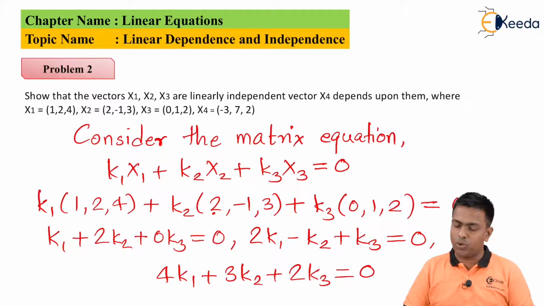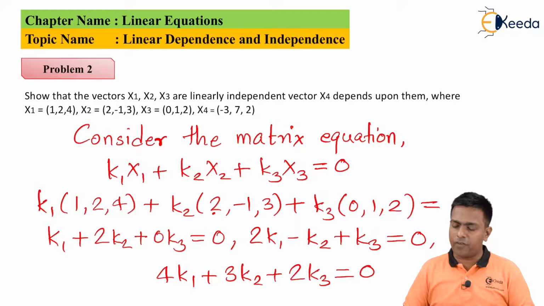So after showing x1, x2, x3 linearly independent, the second part is we have to show that x4 is dependent on these three vectors. And guys, for that reason, we have to consider x4 now. So what we'll do is, we'll consider x1, x2, x3, x4 and form a new matrix equation. For these four vectors, the new matrix equation will be k1 x1 plus k2 x2 plus k3 x3 plus k4 x4 equal to 0.